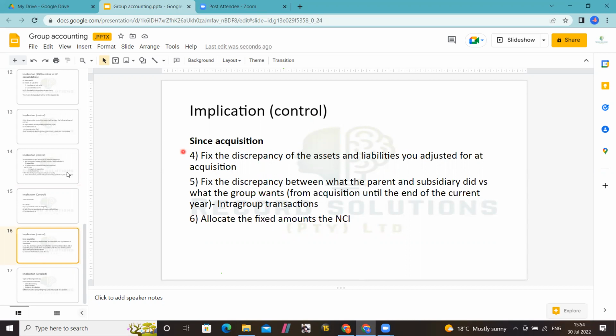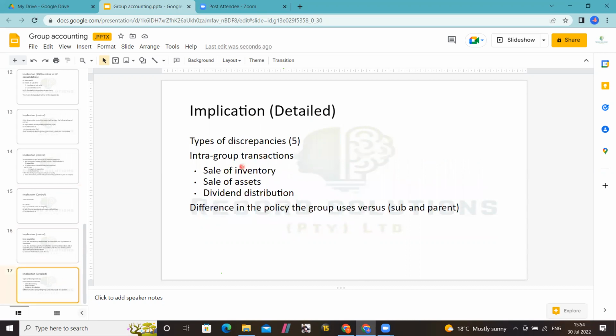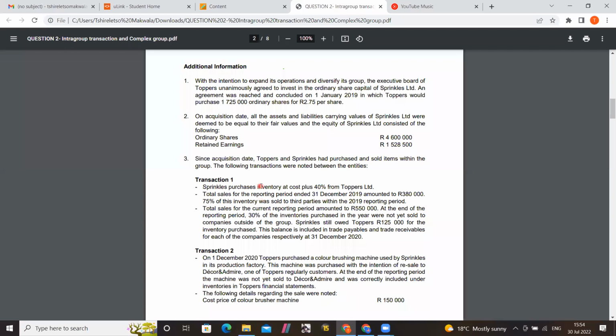So intra-group is when entity A sells to entity B, like I showed you here. Entity A sells to entity B inventory or assets, or dividend distribution, because you see that entity B is distributing to entity A, right? So there are transactions between these entities. So that's what I mean when I say intra-group transaction. So we know exactly where we are, at least, right? So now we know that we are reading the correct set of information, what's necessary.